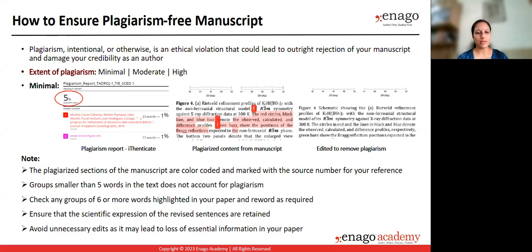While we do so, please note that the plagiarized sections of this manuscript are differently coded through different colors, and they are marked with the source number for your reference in the plagiarism report. Groups of words that are less than 5 in the text do not account for plagiarism. Please check for any groups of 6 or more words highlighted in your paper and attempt to reword them carefully. Ensure that the scientific expression of these revised sentences is retained, and please avoid unnecessary edits because it may lead to loss of essential information when you are almost ready with your paper for submission.